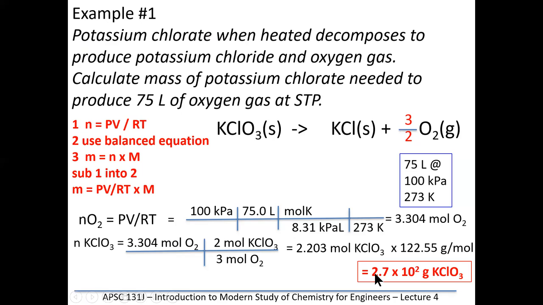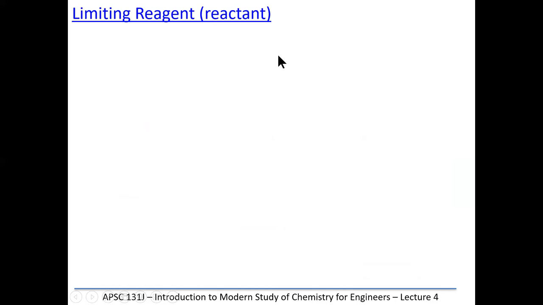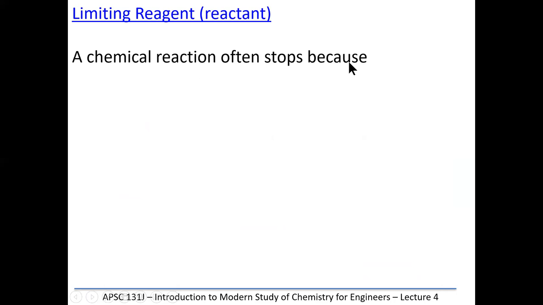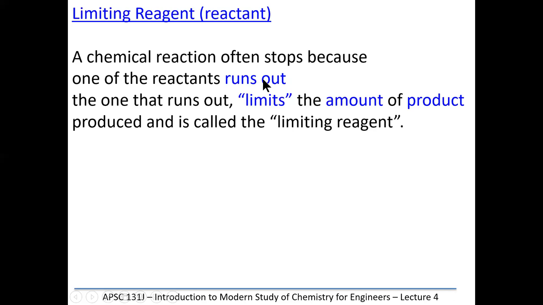All right, now we're going to talk a little bit about limiting reagents here. In a chemical reaction, frequently you have measured quantities of both reactants, and one of those reactants will invariably get used up first. And that reactant, when it runs out, will literally stop the chemical reaction from happening. So the one that runs out limits the amount of product that's produced. So we call it a limiting reagent.